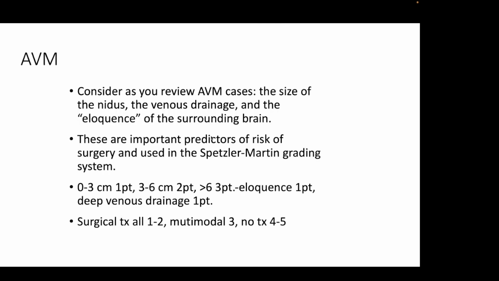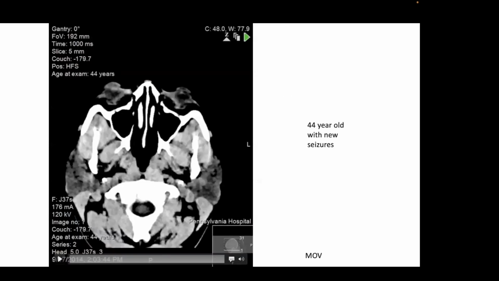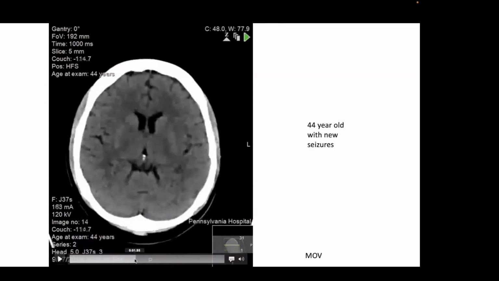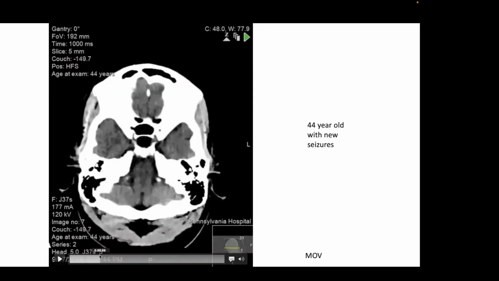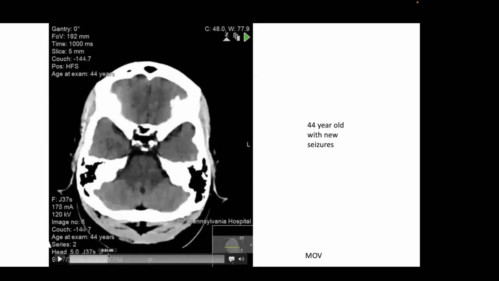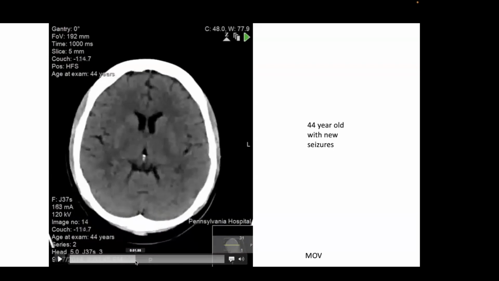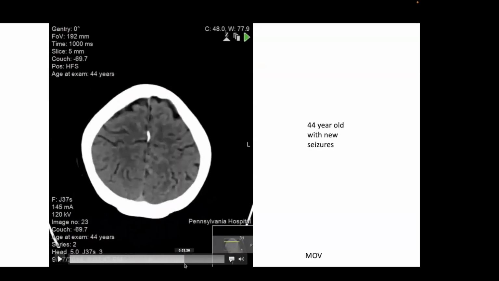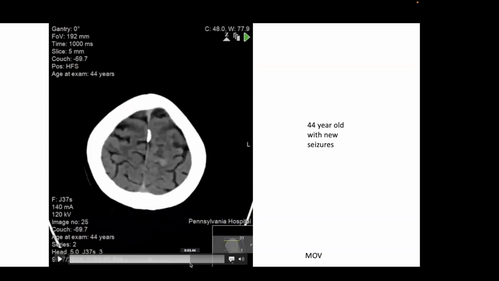So this is a different concept, but you want to be thinking in AVM cases about the venous drainage, because that's important to the surgeons in terms of vascular risk. Let's look at this as another CT scan in a patient with new seizures. And what I want to show you is the finding in this case is right here.